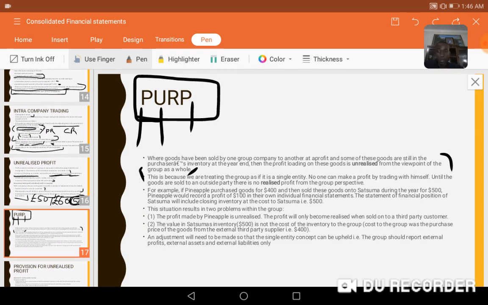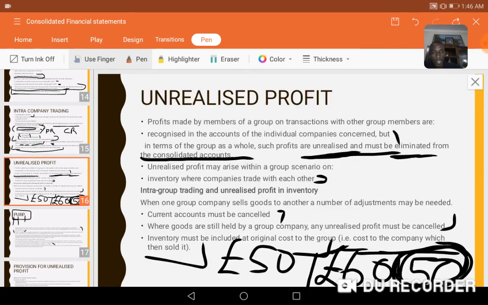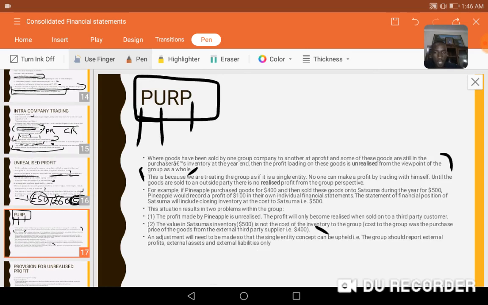Cost of the inventory to the group was the purchase price of the goods from the external party of 400. Like I was saying here, the initial cost. So even here you see 400 is the initial cost. 400, not 40, excuse me, 400, the initial cost.